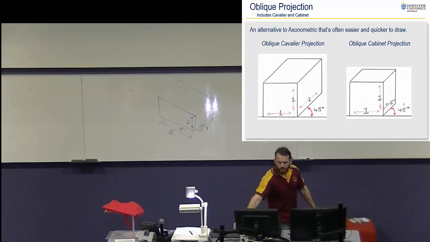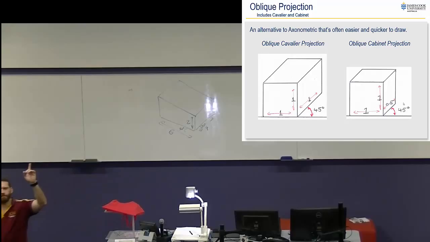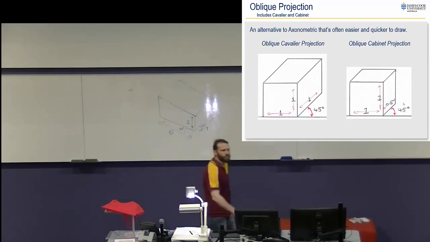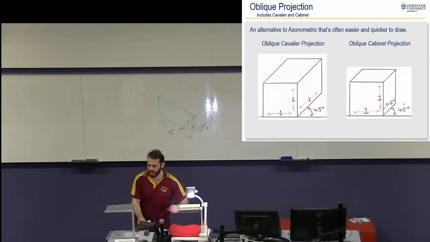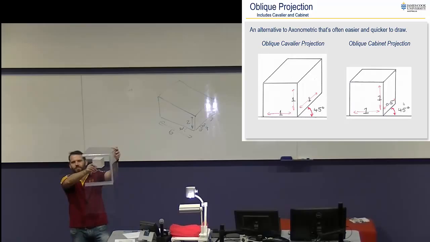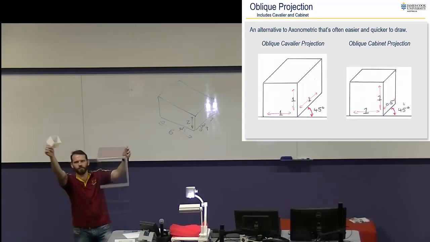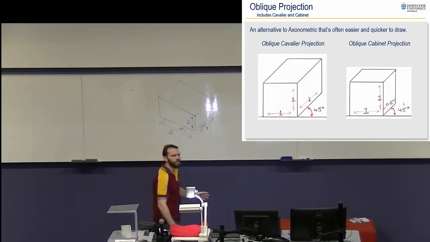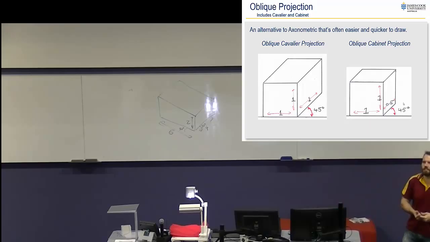Who's heard of oblique cavalier or oblique cabinet? Some people? Thanks. Now, this is called oblique projection. This is not something that you could physically see if you held a box inside a viewport like this. There's no way to get those front edges perpendicular to the front plane and still have the other edges going back at 45 degrees, short of turning this into a very weird shape. All right? This is not a physical drawing. It is not a physical projection. What it is, is a hell of a lot easier to draw than isometric.